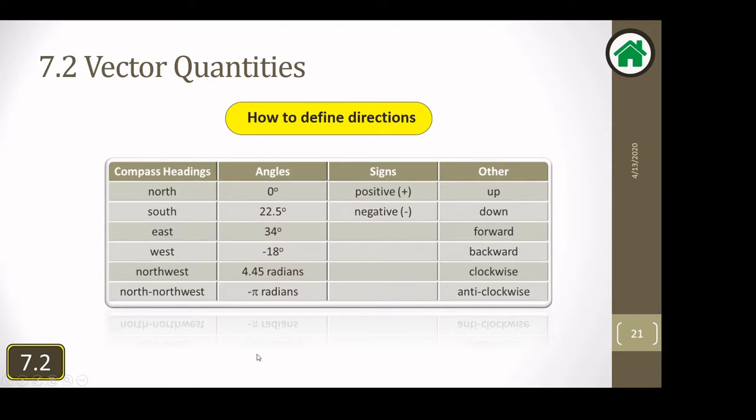Now there are many different ways that we can define directions. I'm not going to go over all of these. You can pause the video and read them if you'd like. But some of the most important is to use compass headings or signs. We will often define a direction as being positive or negative. If we're just moving forward and backward, that's a perfectly good thing to do because it's easy and we can all agree that one direction is positive and the other direction is negative.